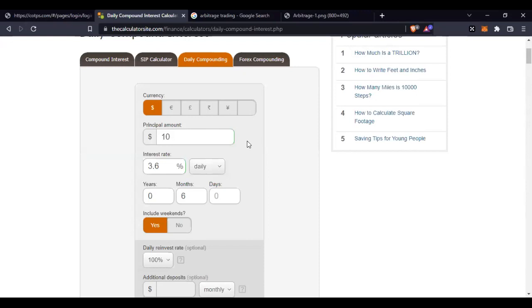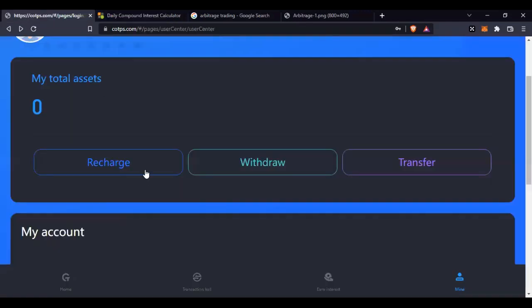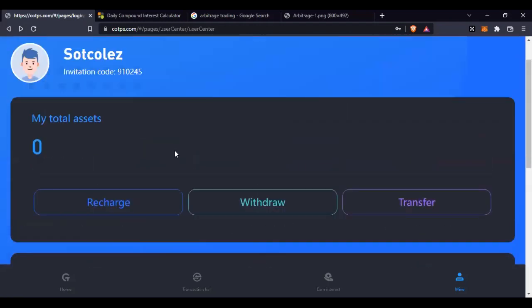you can start with $10. You can start, but I advise anybody that wants to play on this to start with at least $100, okay? Let's not deceive ourselves. You can start with at least $100. $100 should be approximately 60,000 naira. Okay? All right.